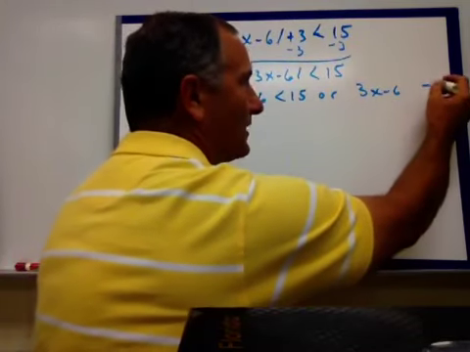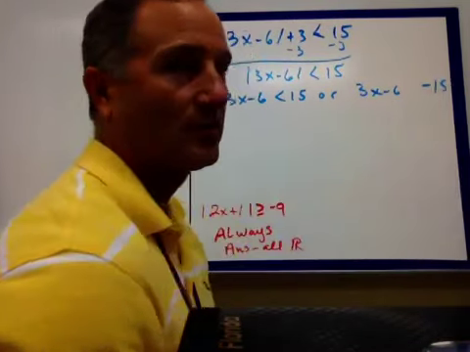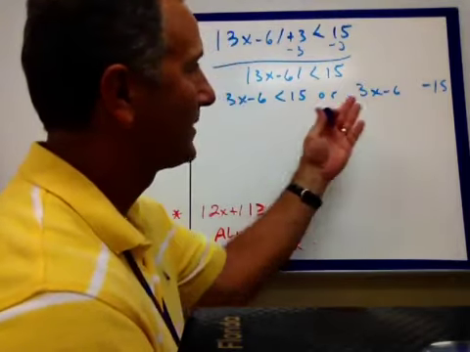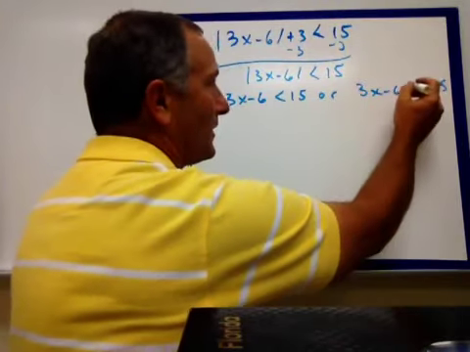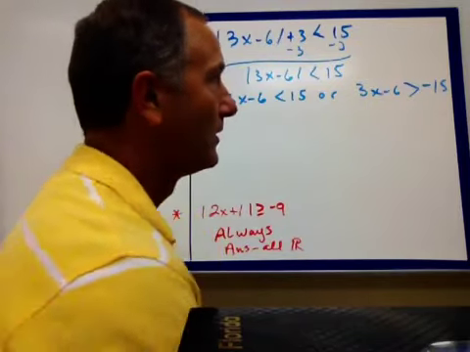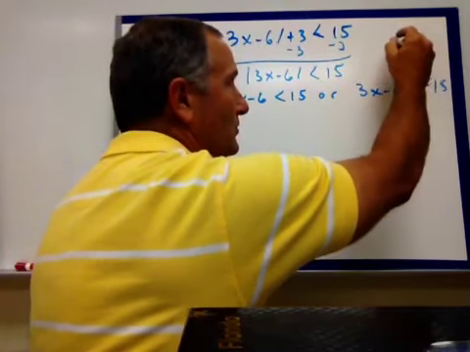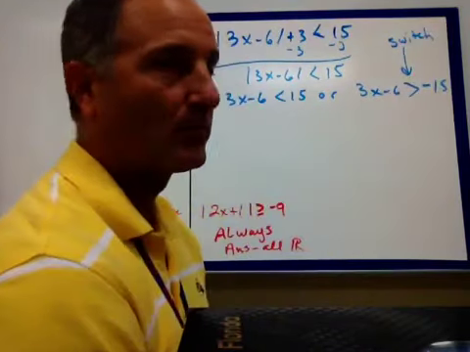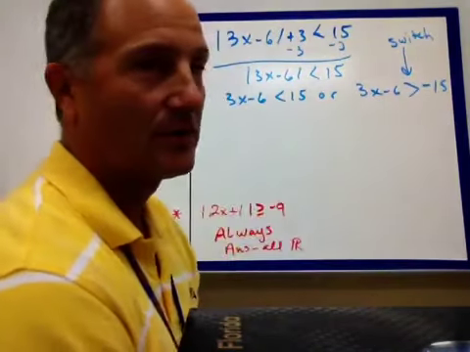Now when I make this negative 15, remember what we talked about with inequalities? When you multiply by a negative, you've got to flip the sign. Well, that's kind of like what you're doing here. This is a less than, now it becomes a greater than. Okay, that's a key point right there. Make sure, switch your signs. Okay, when you change to the negative, switch your signs.